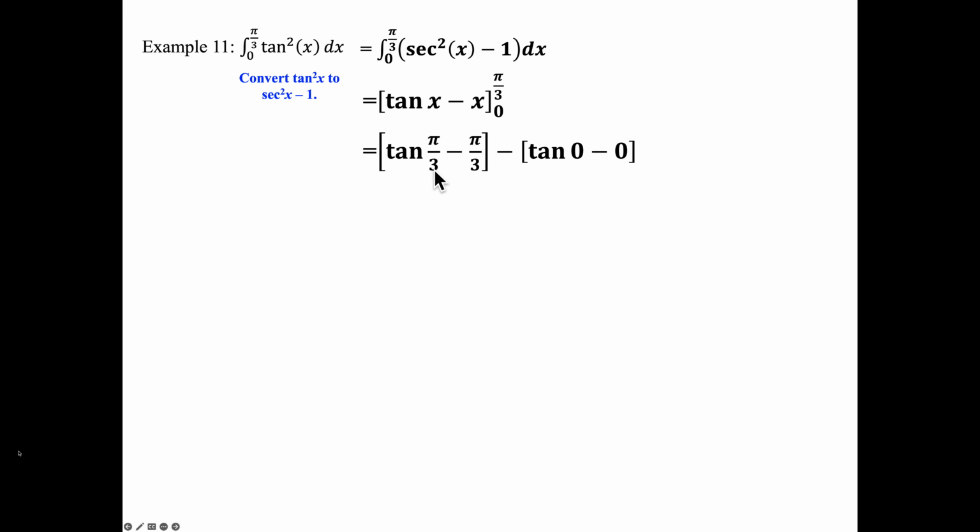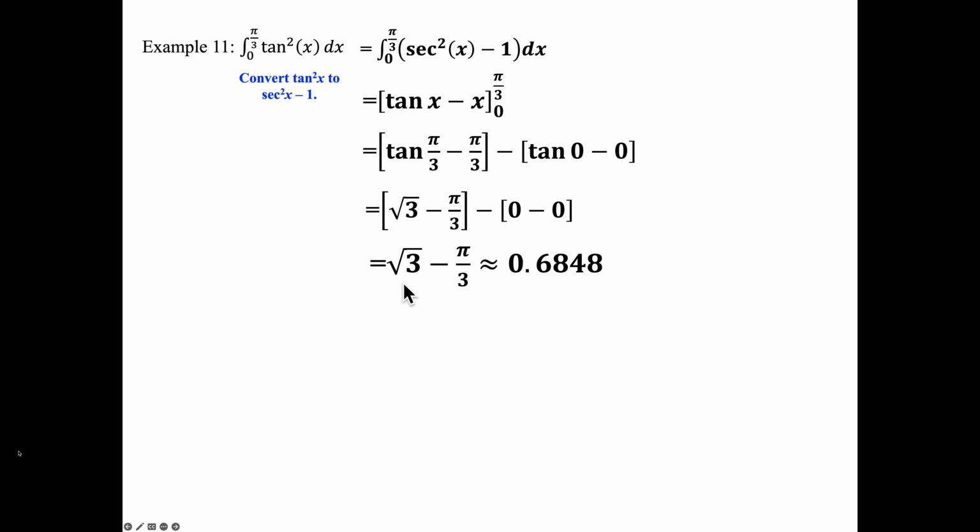Pi over 3 is 60 degrees. So if you wanted to make a right triangle, opposite your 60 degrees is radical 3 over your adjacent, which would be opposite your 30 degrees, is a 1. So this is the square root of 3 minus pi over 3. Tangent of 0 is 0. So the final answer is square root of 3 minus pi over 3, or if they want a decimal answer, 0.6848.